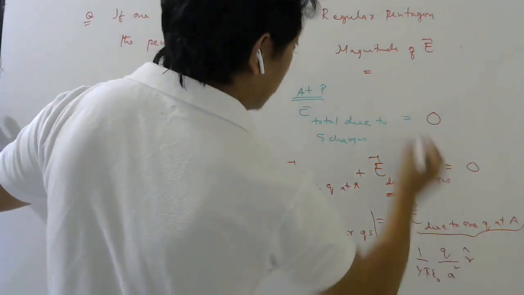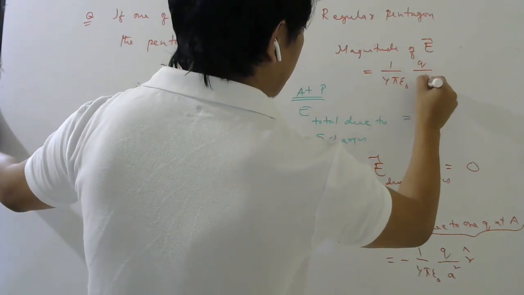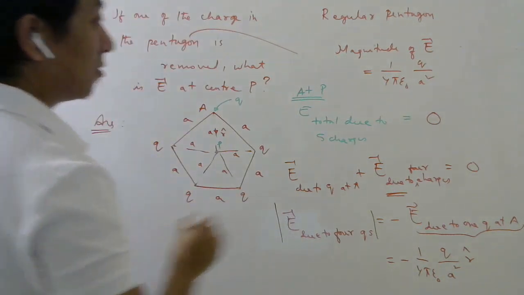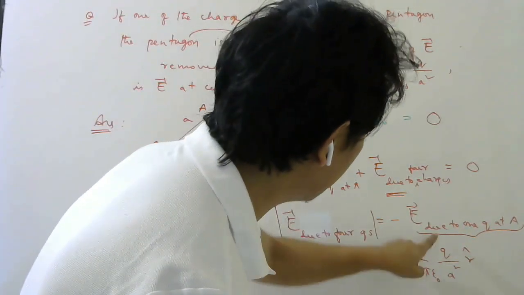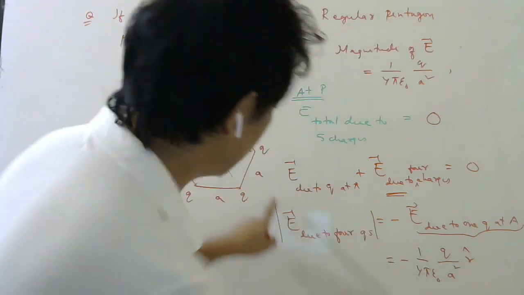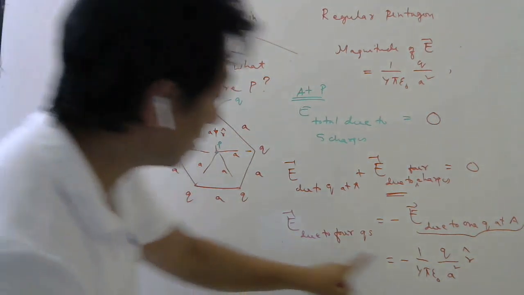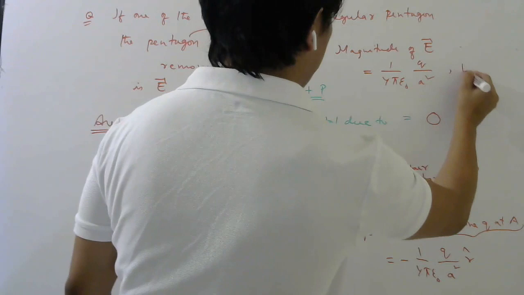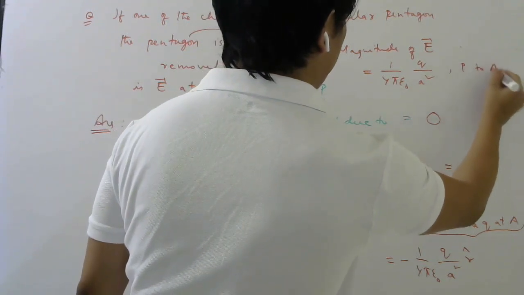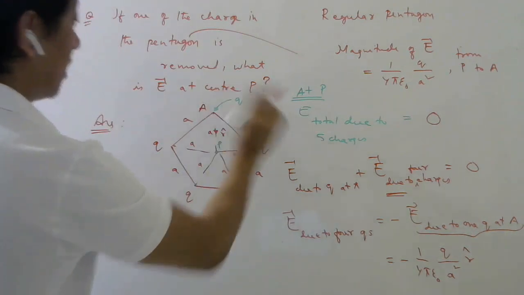So the magnitude will be 1 by 4 pi epsilon naught q by a square. That is the magnitude. The direction will be where? The direction will be minus r cap. Remember, this is r cap, but the vector they want is minus r cap. Minus r cap means opposite to this, so it will be from P to A. The direction will be P to A if you remove the charge from A.